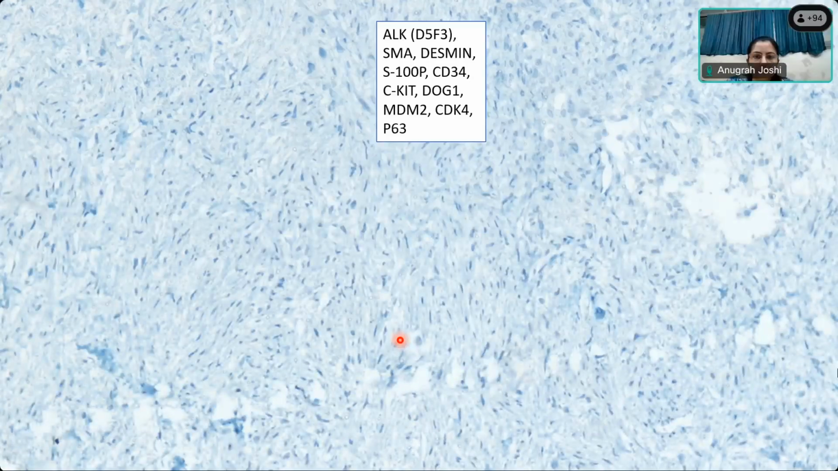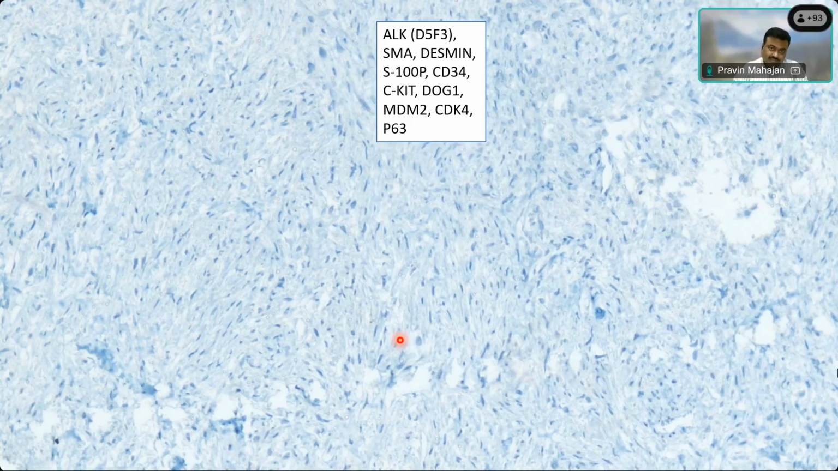Yes. So I have done all these markers first, to show you what were negative. ALK D5F3. Yes, we thought of inflammatory myofibroblastic tumor. ALK is done for inflammatory myofibroblastic tumor, along with SMA, it can express ALK also, right? So ALK is negative, SMA is negative, desmin is negative. SMA and desmin both together mean there is not a muscle or myogenic tumor.